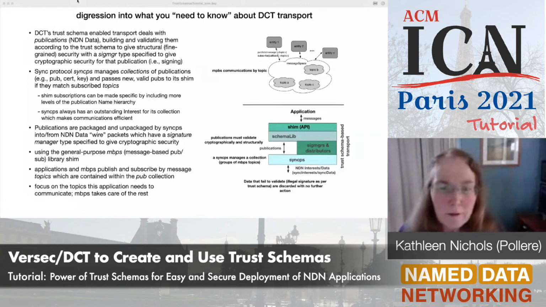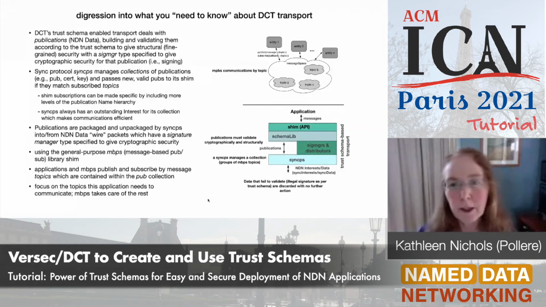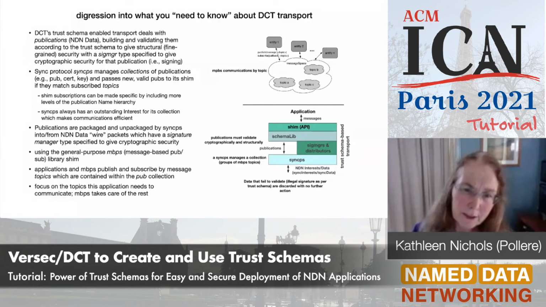And then the sync protocol that we use is called SyncPS, and it manages these collections of publications. Remember, we talked earlier about the pub collection, which would be the application stuff. It comes directly from the messages that the application wants to send. And then there's also a cert collection and a key collection. Those get set up through the transport and the use of the identity bundle.